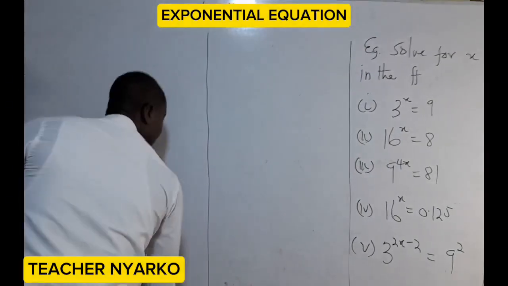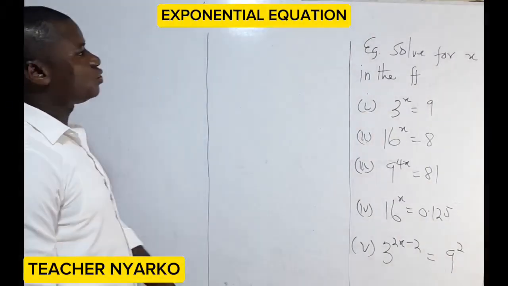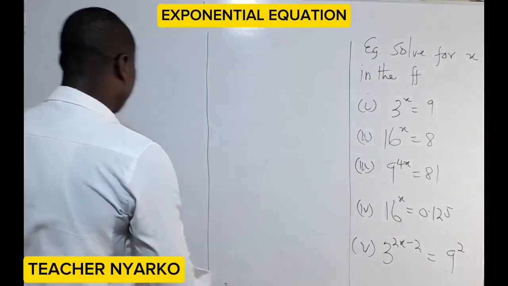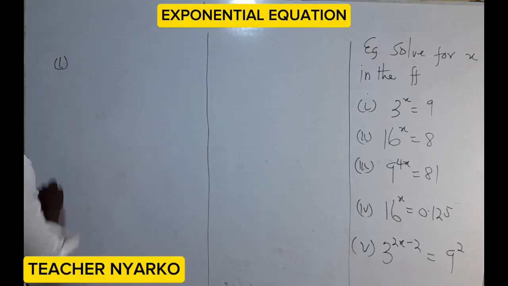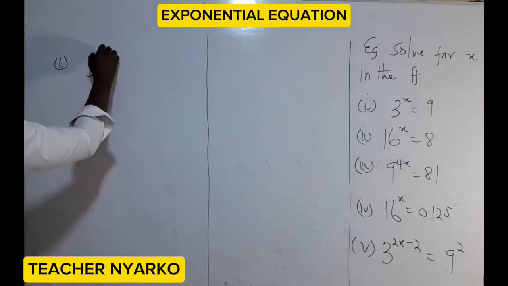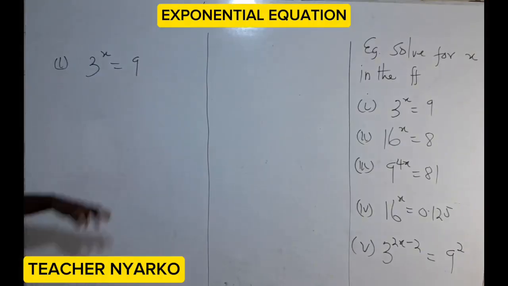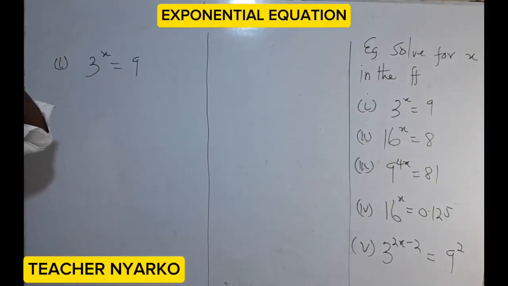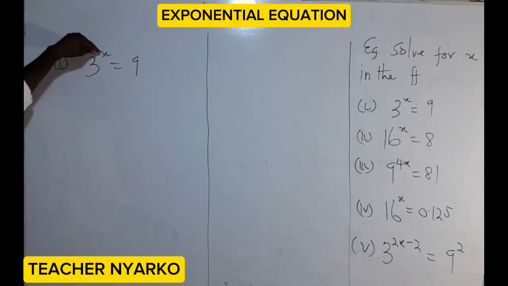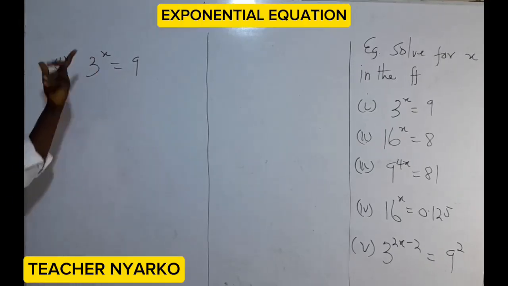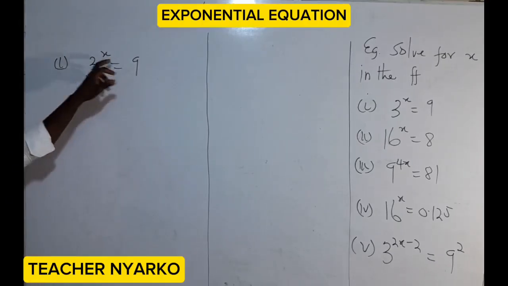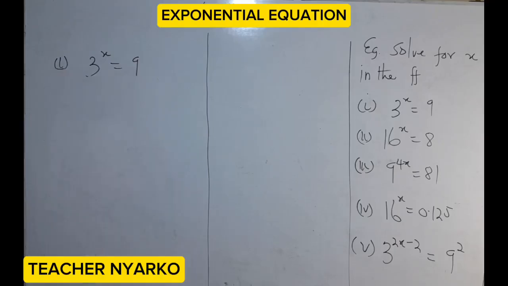Let's look at these questions. You have to solve for x in the following. The first one is 3^x equals 9. The unknown quantity here is x. If you have to solve for this, it means find the value of x. The understanding is that 3 raised to a certain power must be equal to 9. So quickly you can tell that the answer is 2, because 3 squared equals 9. This is just simple.